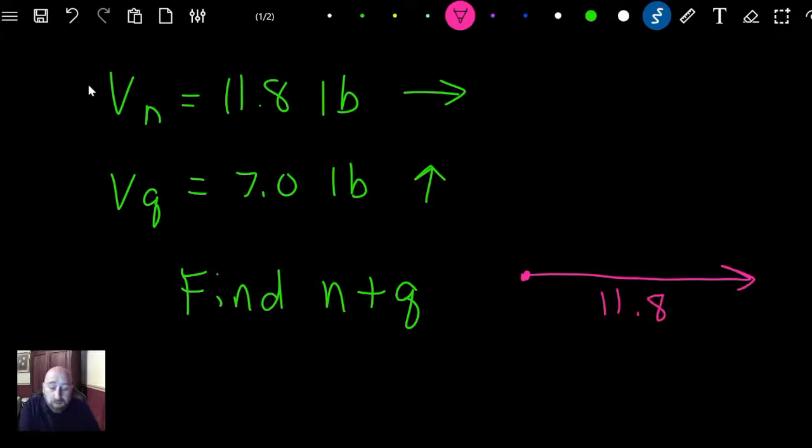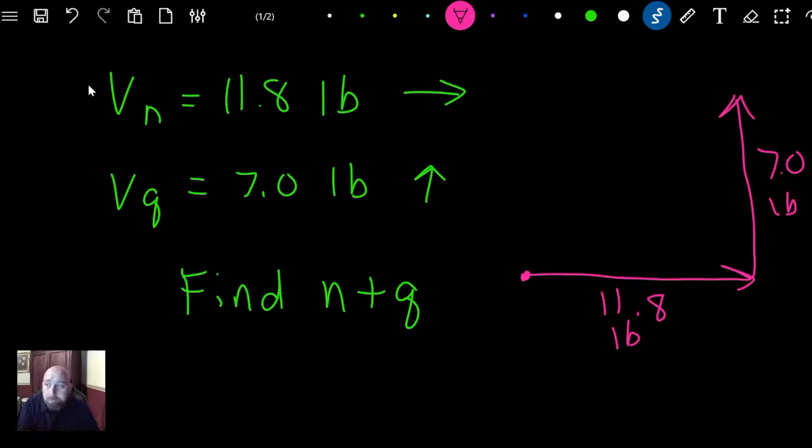11.8. Now, once you get to 11.8, wherever that is, let's say that it's right there at the end of that arrow, then we are going to do the second vector, which is 7 pounds straight up from there, and that's not very straight, but that's straight enough for me, is 7 pounds up, so 7.0. And these are both pounds. Pounds are LB, and I'll put this down here too, LB. So those are both pounds.